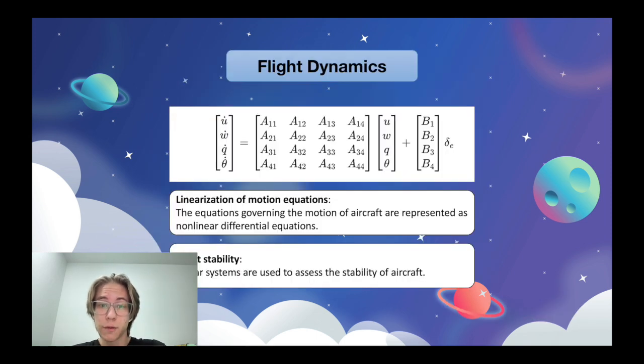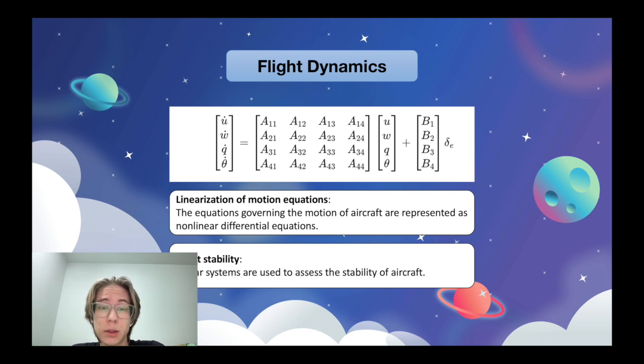The first one is flight dynamics, linearization of motion equations. The equations governing the motion of aircraft, for example, planes, rockets, satellites, and so on, are represented as nonlinear differential equations. To analyze system behavior near a specific point, for example, cruise flight, these equations are linearized. Linearization simplifies the analysis of stability and dynamics.